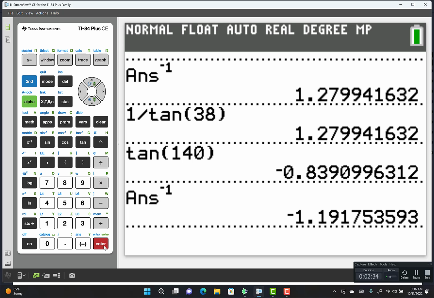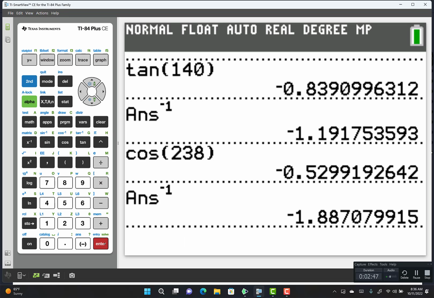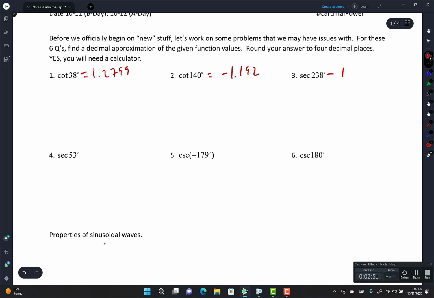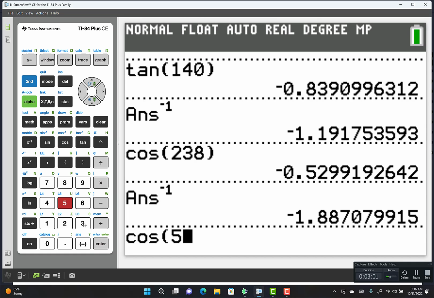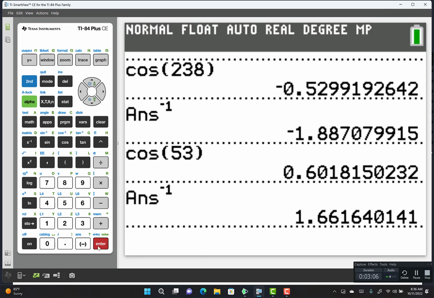Secant of 238. Secant is the reciprocal of cosine, so I push cosine 238, push enter, push the reciprocal button, and push enter again. Negative 1.8871. All right, secant of 53. That's the reciprocal of cosine again. So cosine 53, push enter, push the reciprocal button, push enter. 1.6616.